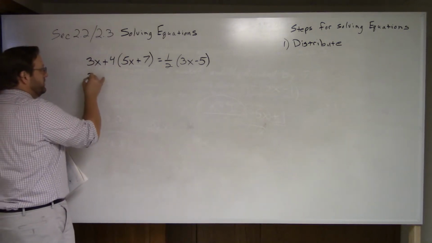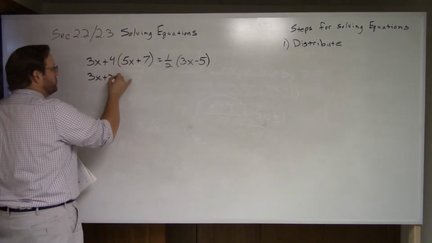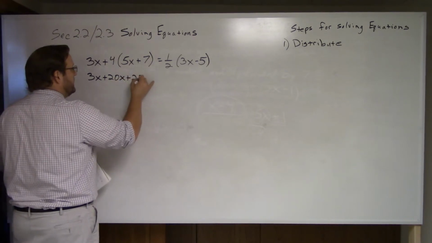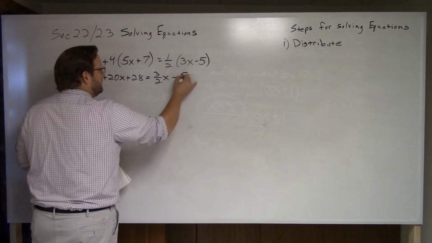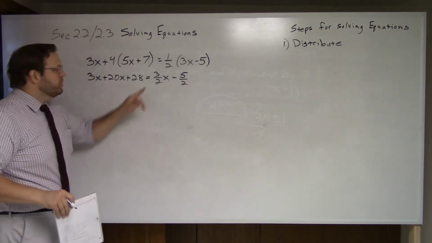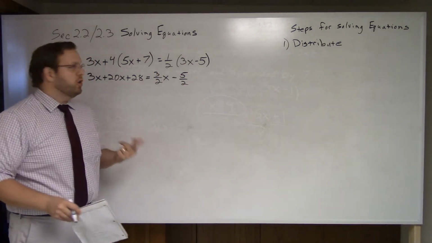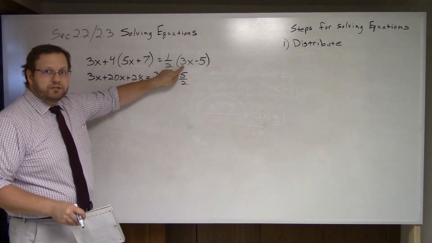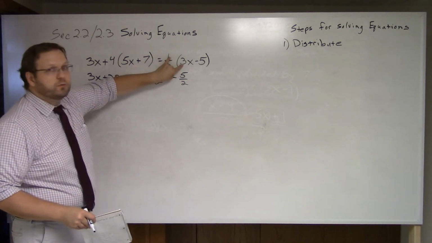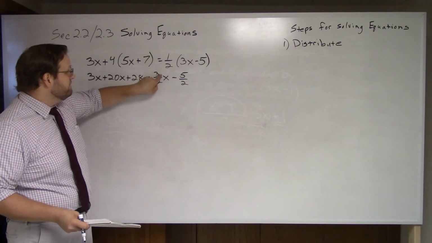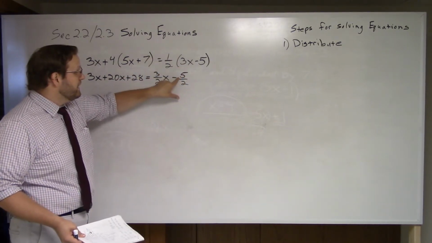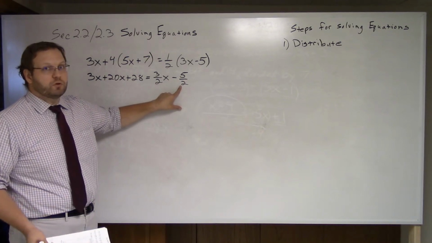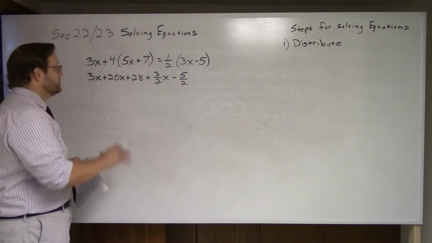So I'm going to do that here. 3x plus 20x plus 28 equals 3 over 2x minus 5 over 2. Don't let this fraction trip you up. All you're doing, when you have a fraction and an integer, you multiply the numerator with the integer. 1 times 3 is 3, and I carry down the denominator. 1 times negative 5 is negative 5, and I carry down the denominator. Nothing more to it than that. Okay, so I laid it all out.